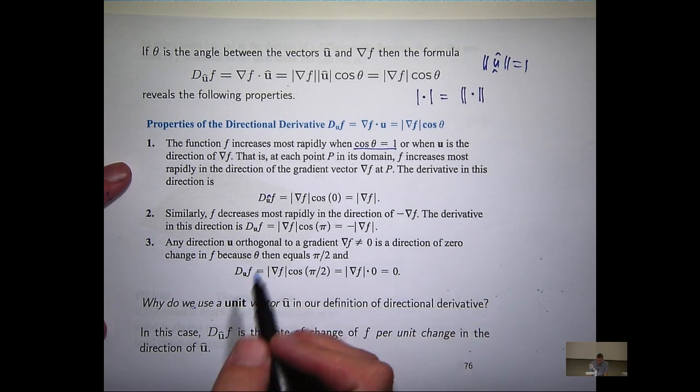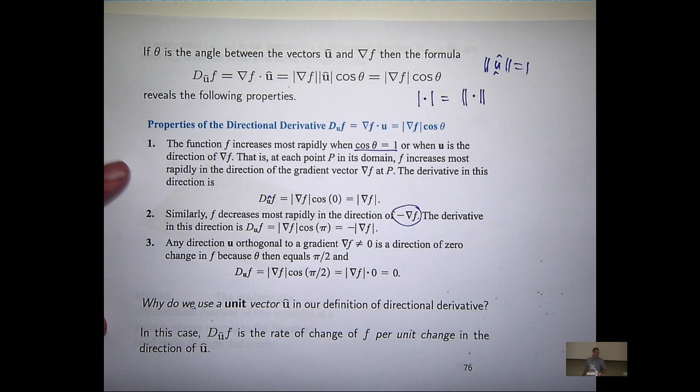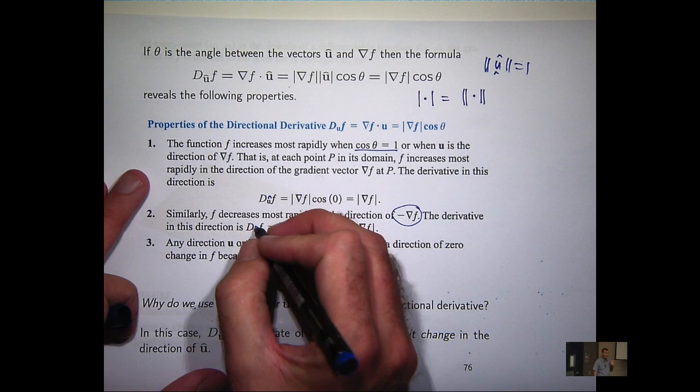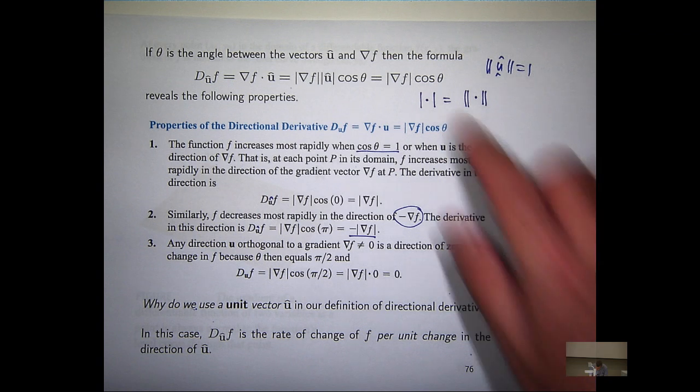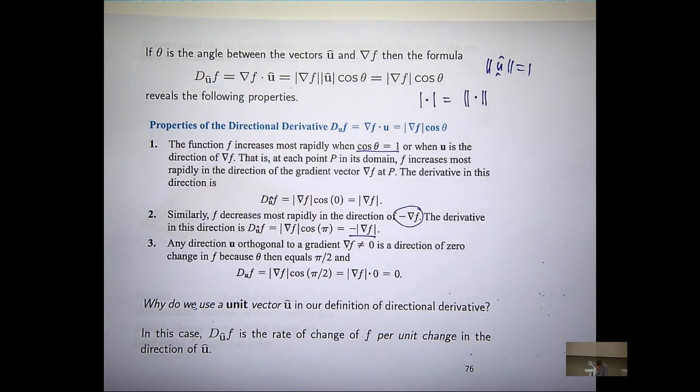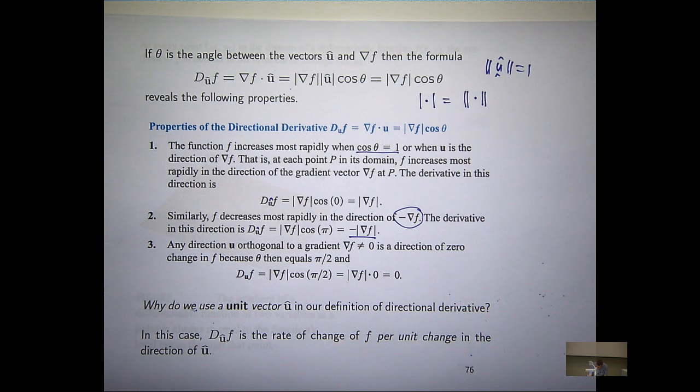The direction of most rapid decrease is going to be in this direction. And again, the directional derivative is going to just be negative the magnitude of the gradient of f. Now let's think about where cosine theta is 0, because that will represent a 0 change in f. Well, that's when theta equals pi on 2. So the two vectors involved are going to be orthogonal.